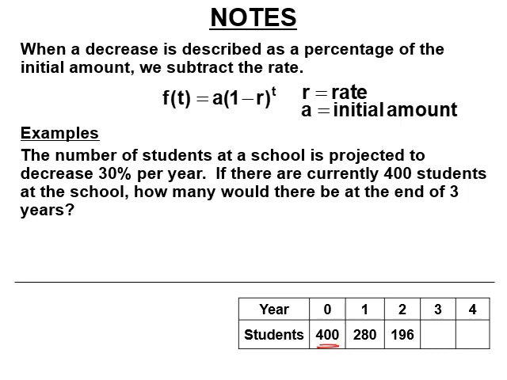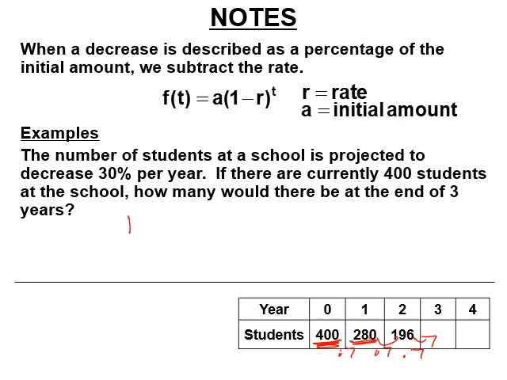So we started with 400. There's our y-intercept. We figured out 70% of that. We multiplied by 0.7, we got 280. We multiplied by 0.7 again, we got 196. So we could take 196 and multiply by 0.7 and get the next answer. But let's do it using exponential functions.